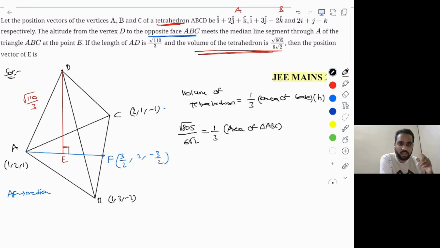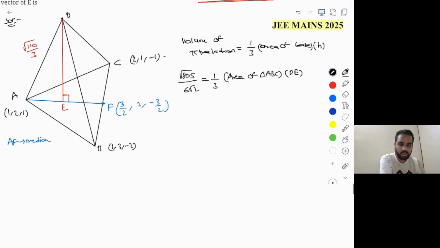Now, when you take the base as ABC, what is the height? Clearly, the altitude from the vertex D to the opposite face ABC is the height here, right? So the length DE is going to be the height of this tetrahedron. But which means here you are supposed to calculate the value of the area of the triangle ABC. Now let's recall, how do you calculate the area of the triangle ABC?